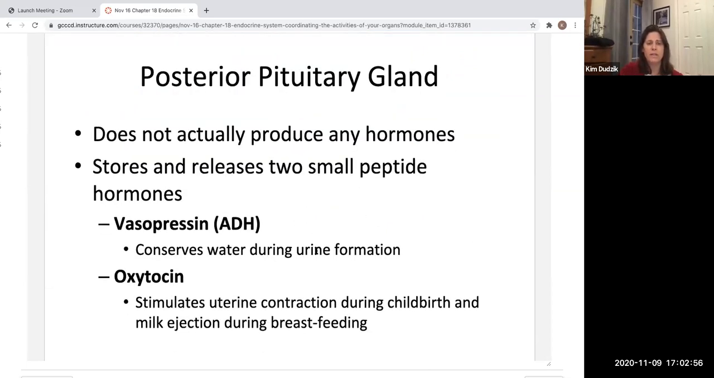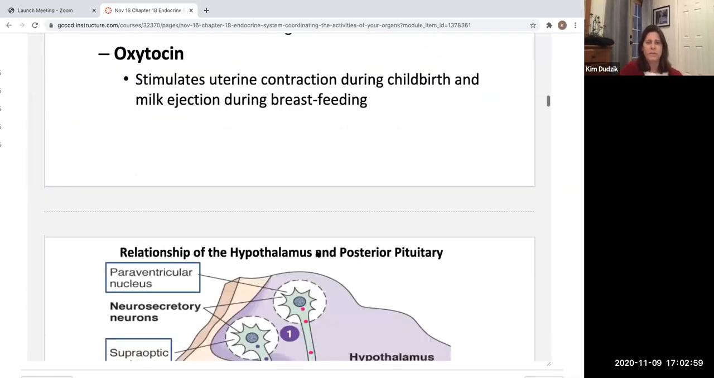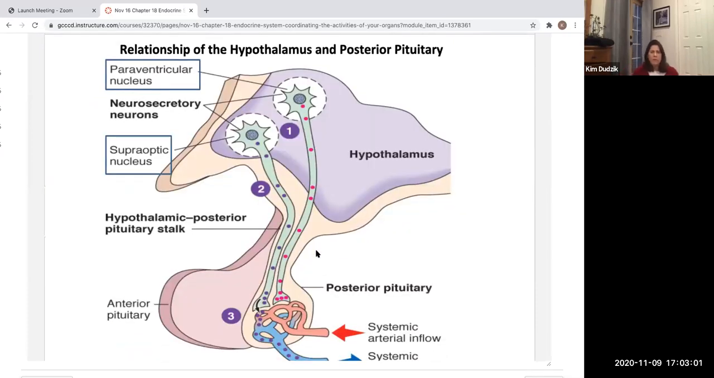Okay, so let's look at the posterior pituitary first. You know what, let me come back to the slide and let me show you this one. So you see the relationship first, and that's going to make the other slide make a lot more sense. So remember that the hypothalamus is part of the brain. And so therefore it has neurons. It's just made of several neurons. And so there are clusters of neurons that are associated with the posterior pituitary gland. And those clusters of neurons, remember we learned this in the cerebrum, when there's clusters of neurons within the white matter, we call those nuclei. Well, it's very similar in the hypothalamus.